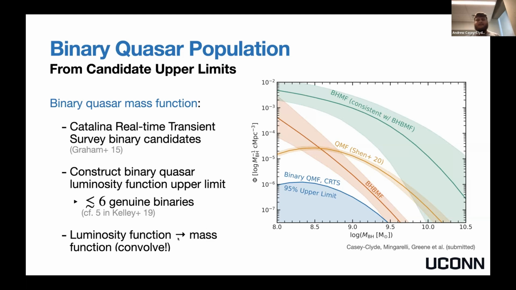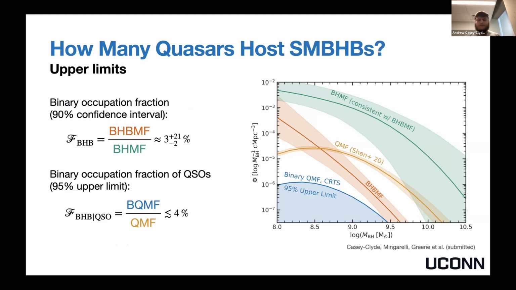We just convolve with that same scaling relationship between bolometric luminosity and Eddington ratio. So we put all that together, and then we calculate our occupation fractions. Occupation fraction is fairly straightforward to calculate. We just take how many binaries we have and divide it by the total number of supermassive black holes that we have in all of these different mass bins.